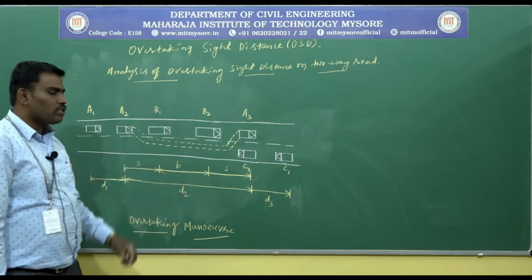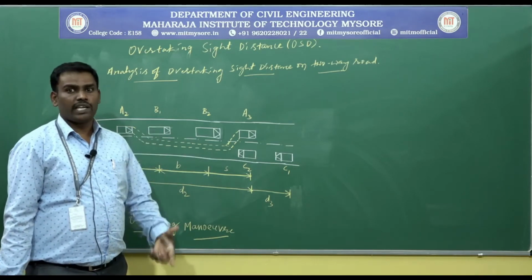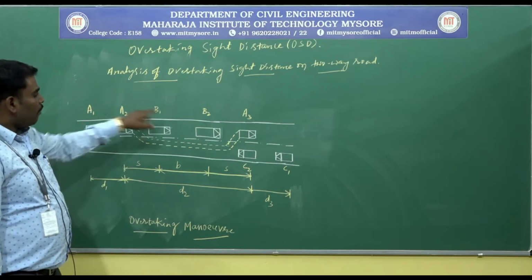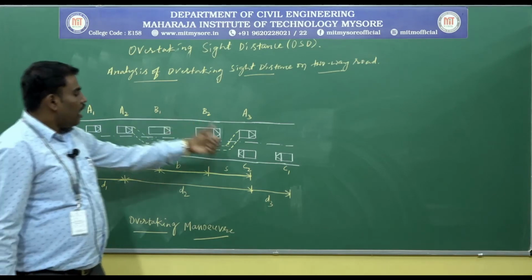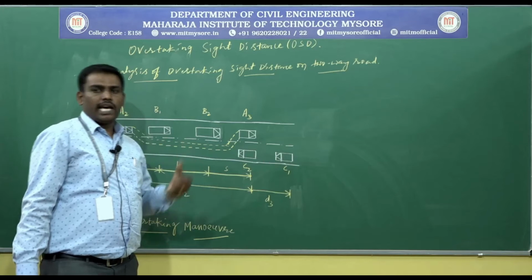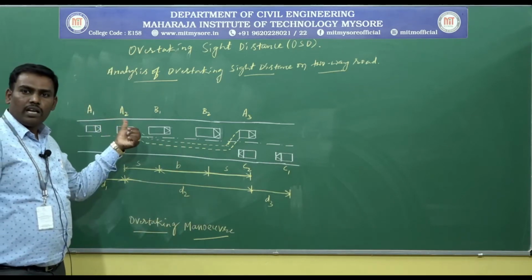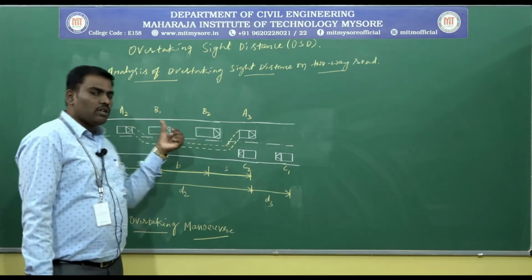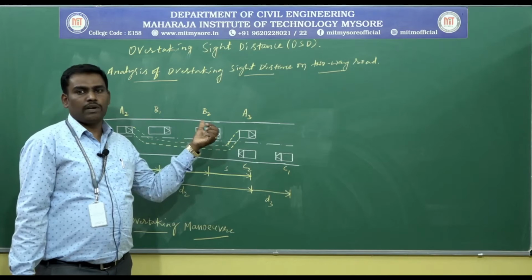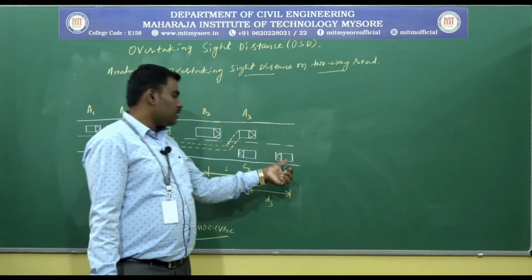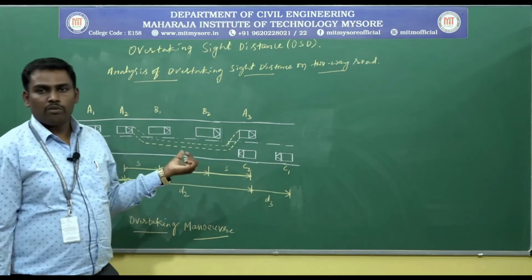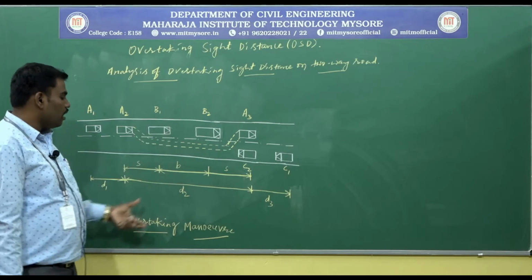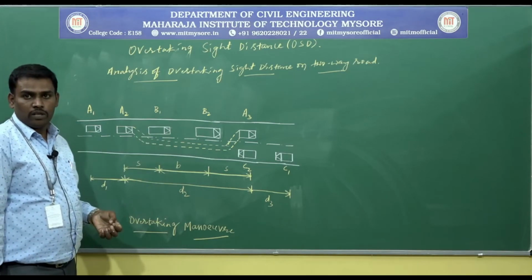Okay, this figure shows the overtaking maneuver, that is overtaking operation. Let A be the overtaking vehicle and B the overtaken vehicle and C the vehicle coming from the opposite direction. A is moving with the design speed of V meter per second, B is moving at the speed of VB meter per second, and C is coming from the opposite direction and moving at the design speed V meter per second. Is it clear?